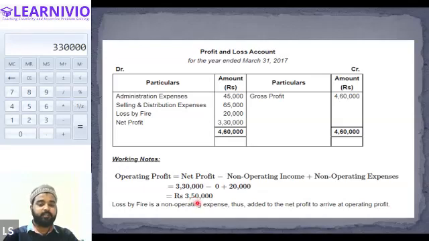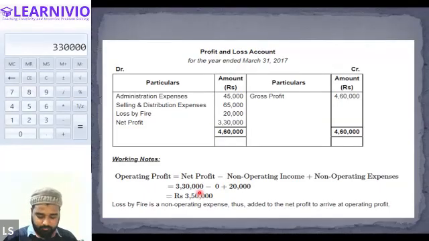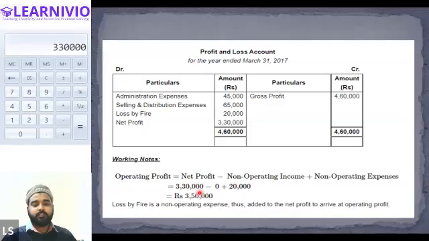Tell me everyone, is this clear? How do we actually calculate operating profit? Is this clear, all of you? The formula is clear, yes or no? Yes. And the calculation is clear? Calculation is clear to all of you? Ahmad, Alexander? Yes, clear. Yes, sir. Okay. So this is it.